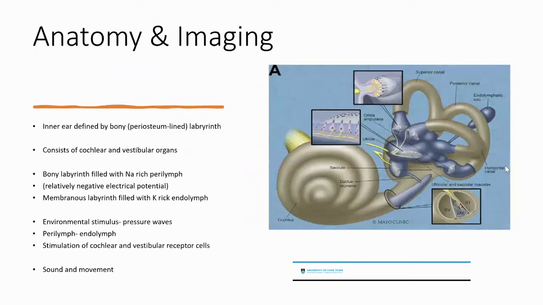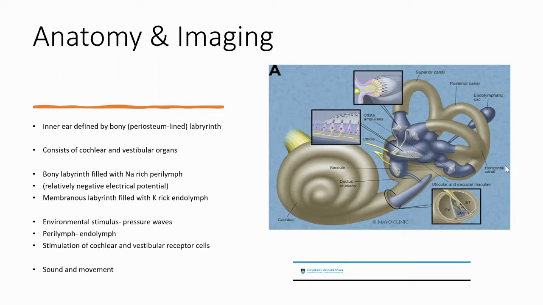So if we look just briefly at anatomy and imaging, our inner ear is really defined by a bony labyrinth, and that's very nicely periosteum lined. This labyrinth consists of our cochlea and our vestibular organs. The bony labyrinth is filled with sodium-rich perilymph, and that creates a relative negative electrical potential to the membranous labyrinth. And that's because the membranous labyrinth is filled with potassium-rich endolymph.